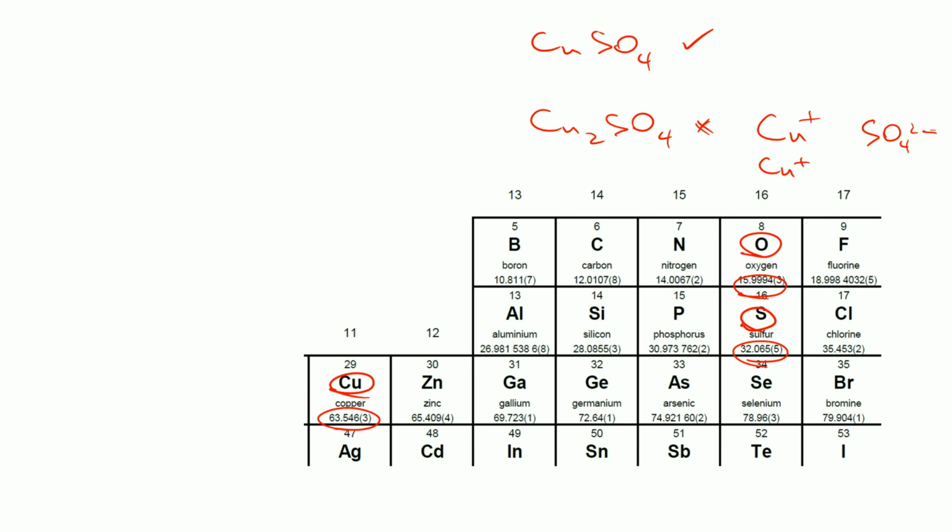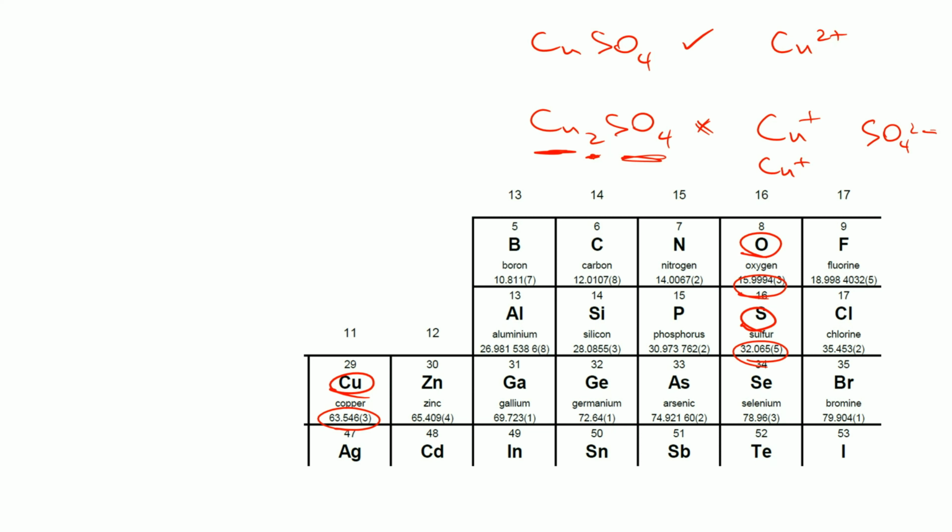So when we write the formula, this is saying actually I've got 2 of these for every sulfate I've got. So we need two of them, but it was made from the copper 1 ion, Cu1 plus. So we call that copper 1 sulfate. What we actually have is copper 2 sulfate. It was made from the Cu2 plus ion, the copper 2 ion.